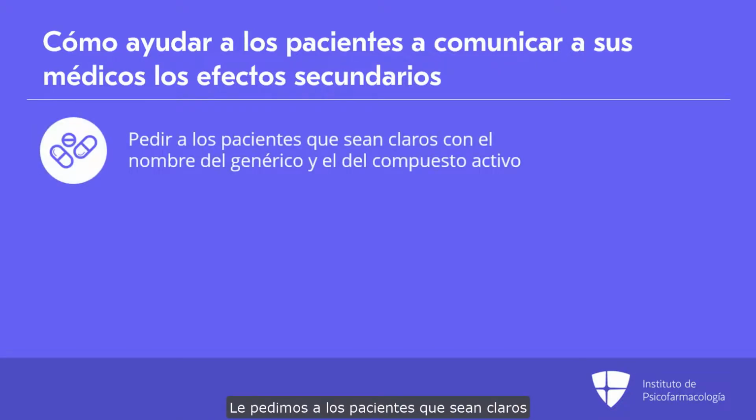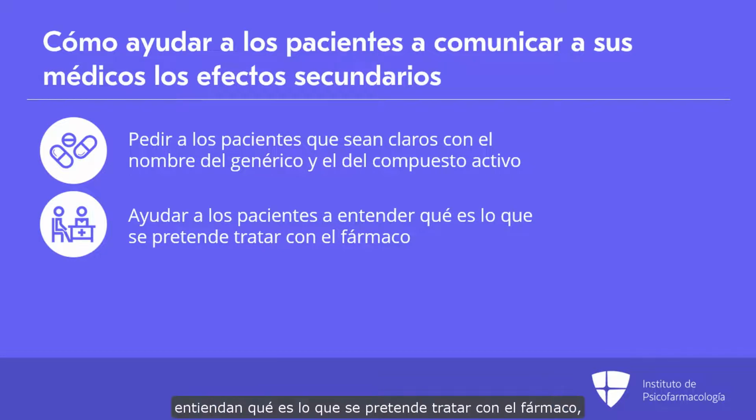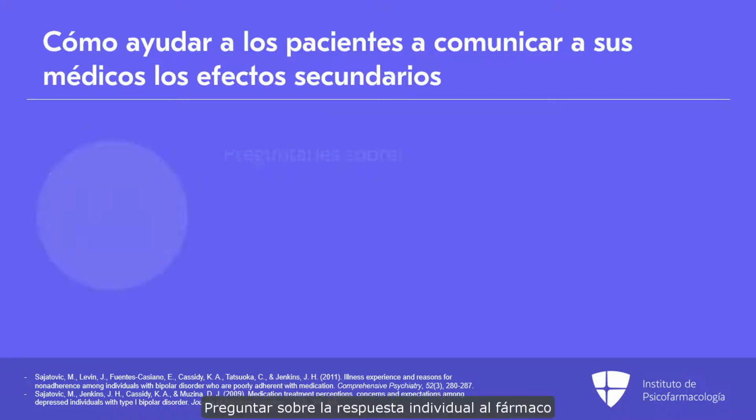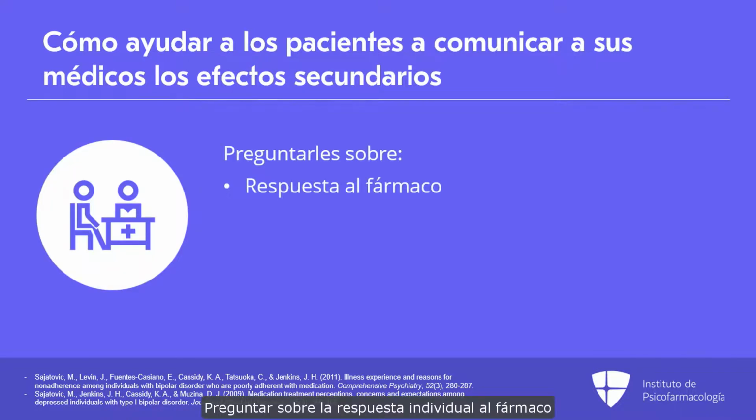We ask people to be clear on a generic and a chemical name. So we have definitely seen patients who do not appreciate, especially if they've got drugs from different pharmacies, that the same drug can have different names. So it is important that people understand that, what the medication is typically intended to treat, as well as the purpose of the medication in their situation. So is it an antidepressant? Is it a general mood stabilizer? And so on. Their personal response to the medication, asking the patient to quantify the side effect or problem.